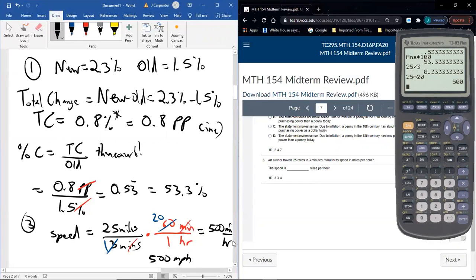The only time we ever abbreviate miles with just an m is for mph. Otherwise, m means meters. The true and regular abbreviation of miles, for probably the 10th time this semester, is mi. So 500 miles per hour would be your answer.